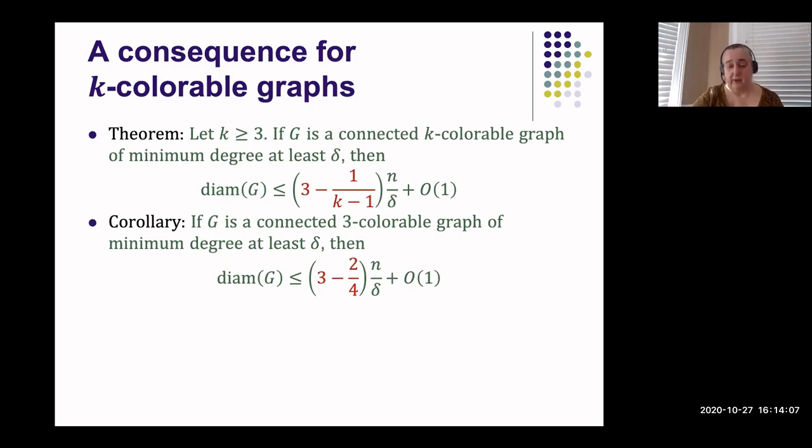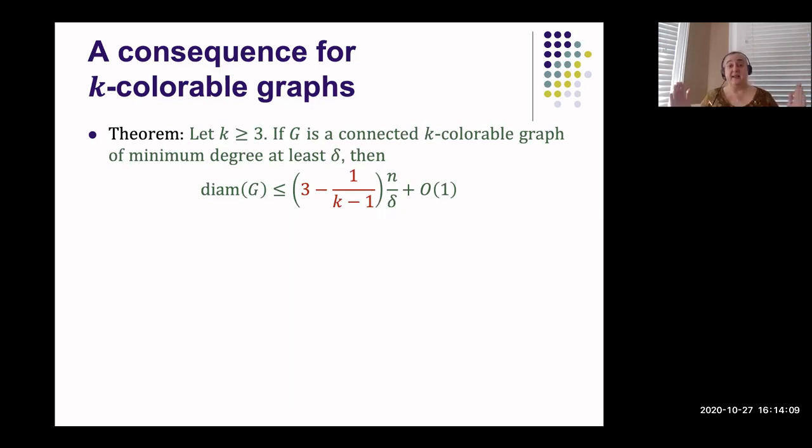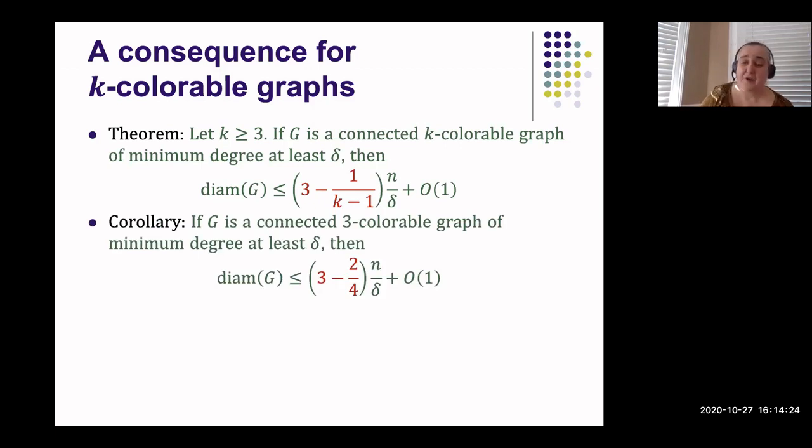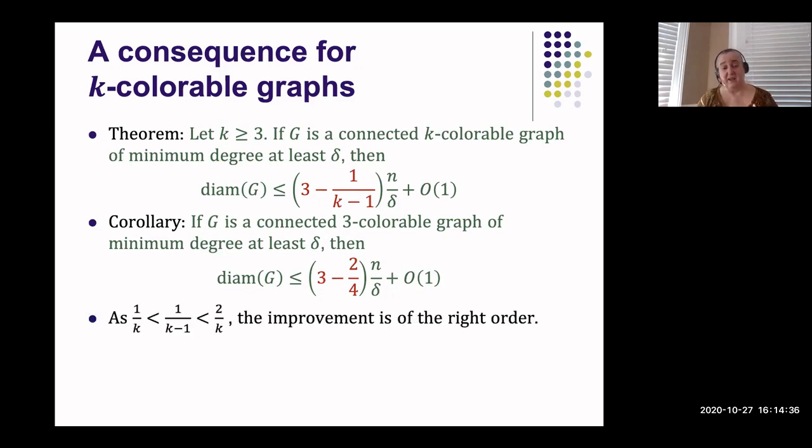And let me go back. So this is something that is new. This is something that we haven't known. When k equals 4, this doesn't give us much because we already knew that the 3 minus 2 over k bound is fine. And when k equals 3, it actually gives us the 3 minus 2 over k upper bound, which we already know for 3-colorable graphs because 3-colorable graphs are 4-colorable. But for every bigger k, this gives something new. And as 1 over k minus 1 is between 1 over k and 2 over k, the improvement is in the right order.